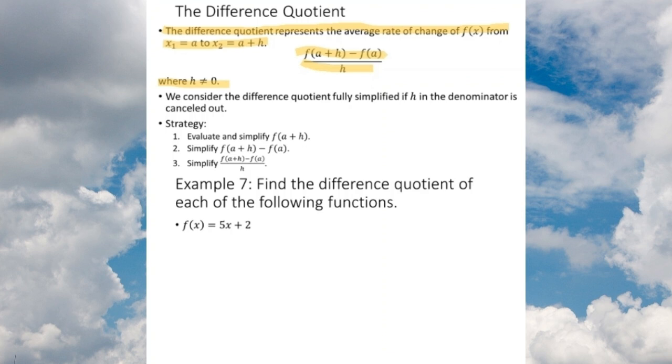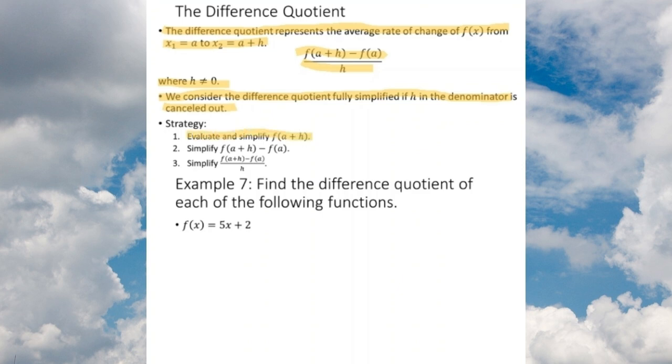Our goal in these problems is to try to simplify the difference quotient as much as possible. We consider the difference quotient fully simplified if the h in the denominator is canceled out. We're going to take a look at a strategy that will help us evaluate the difference quotient, and we're going to apply it to the function f of x equals 5x plus 2.